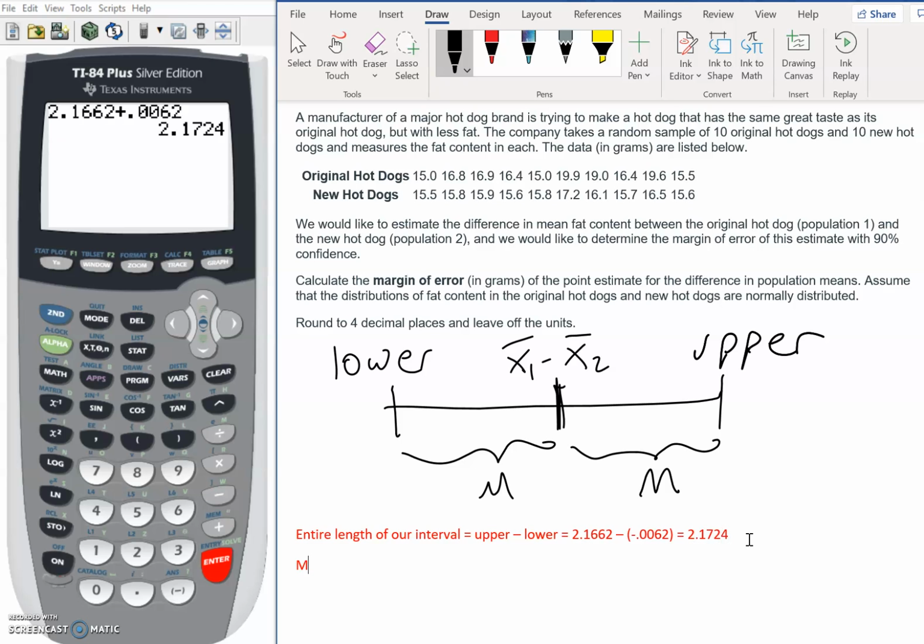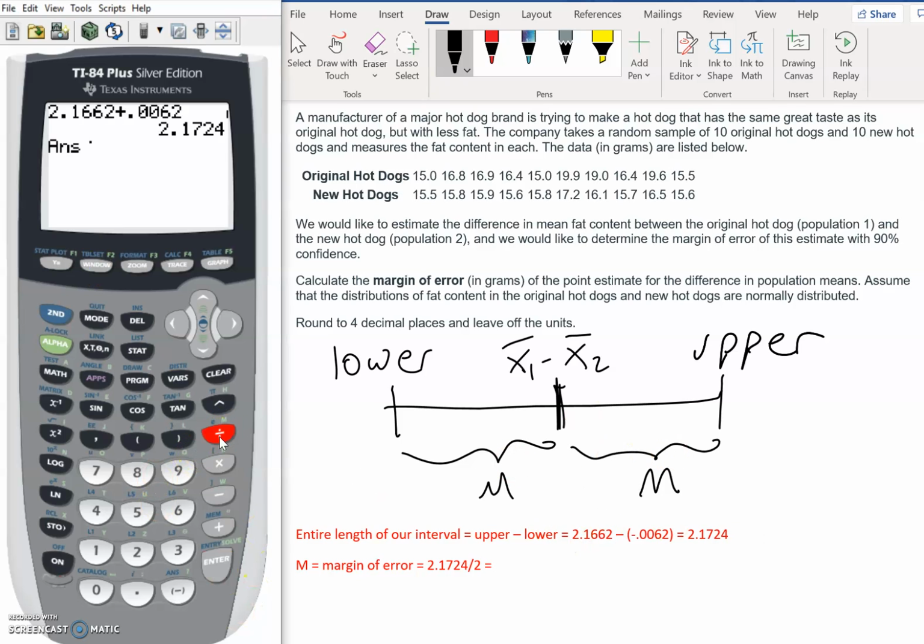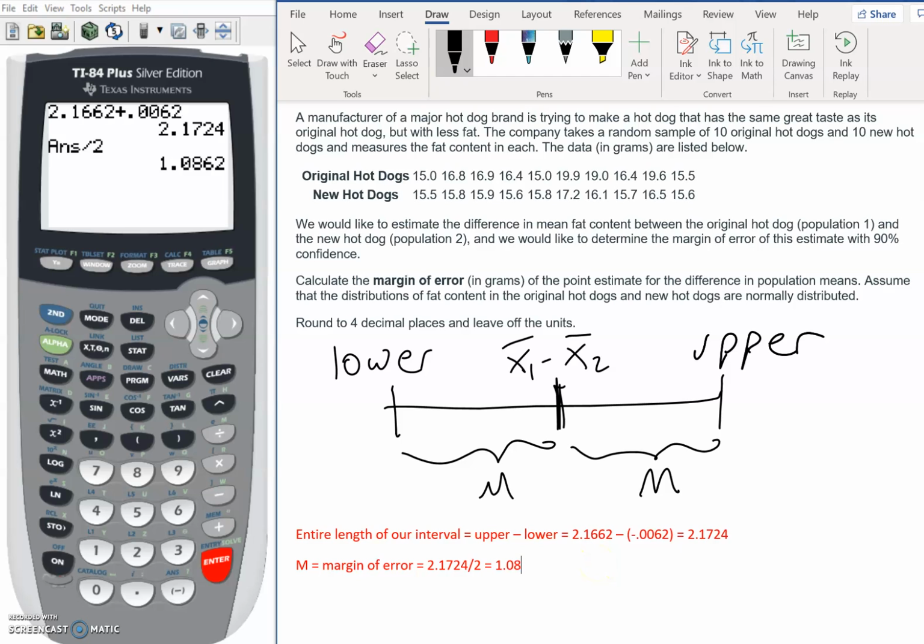So what is m, the margin of error? This is going to be half of that distance. So it's going to be 2.1724 divided by 2. And again, if we just come over here, what we can do is just say divide by 2, and it's going to take your previous answer, divide it by 2, and you get 1.0862. And this was ultimately the answer that we were looking for, if you had 90% confidence. Again, if your confidence was different, it would be something else.